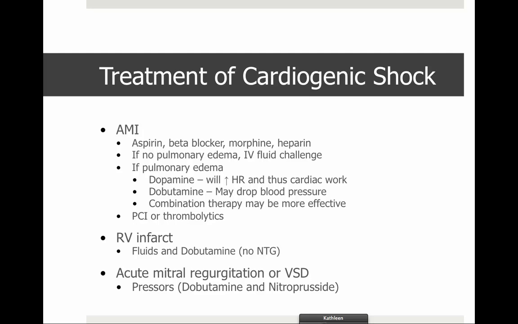If they have right ventricular infarction, fluid and dobutamine, no nitroglycerin. Acute mitral regurgitation or ventricular septal defect, we're going to give dobutamine or nitroprusside. We're going to give pressors.